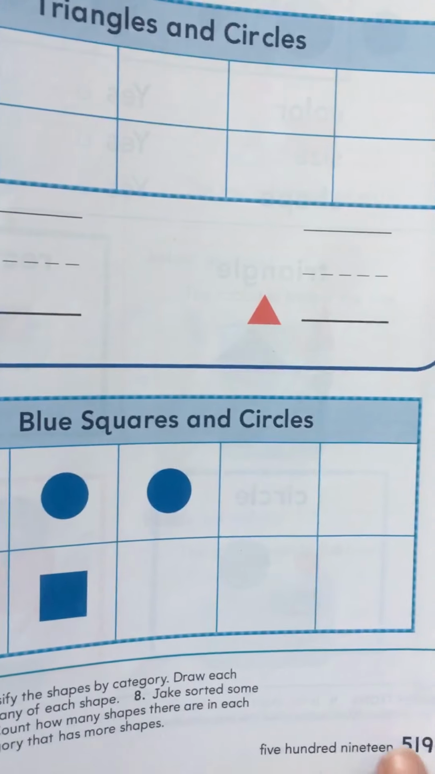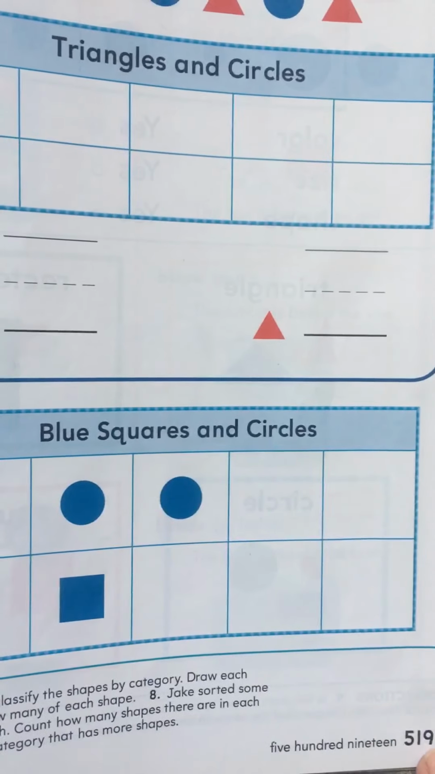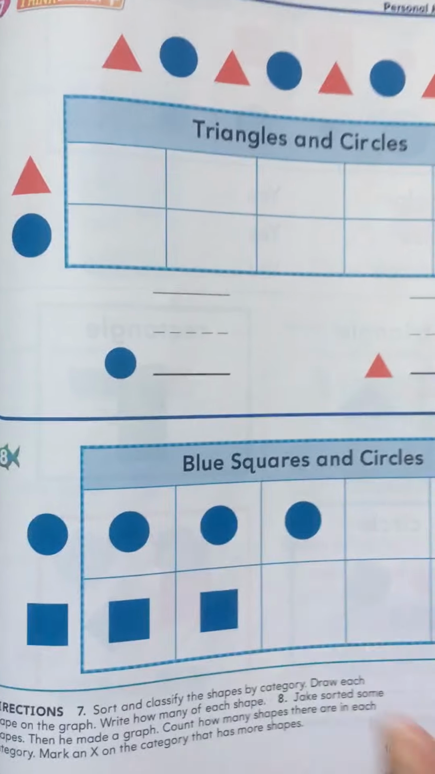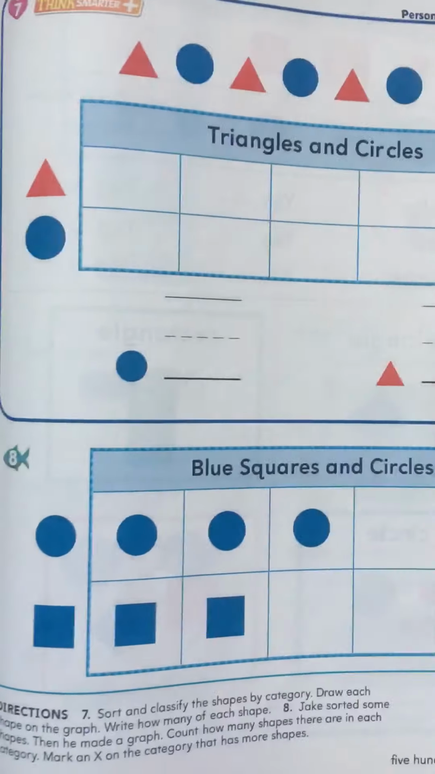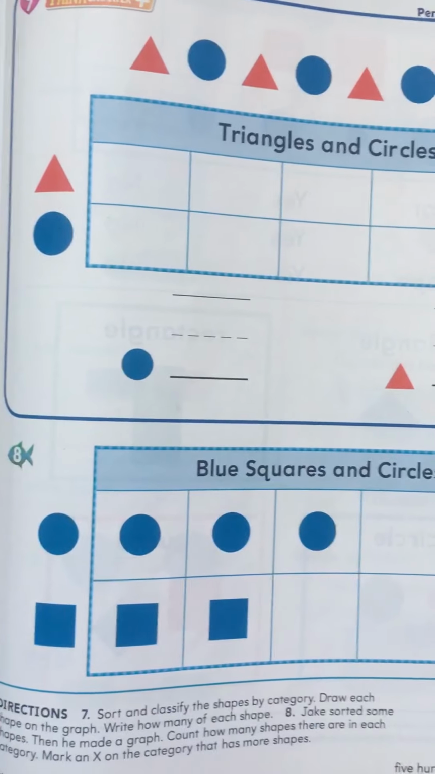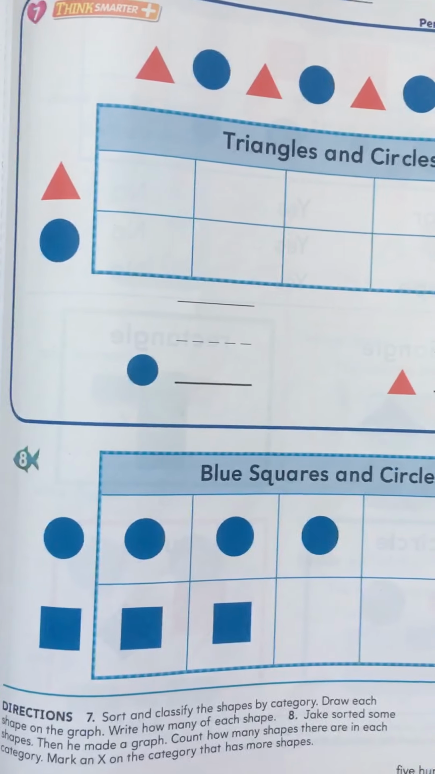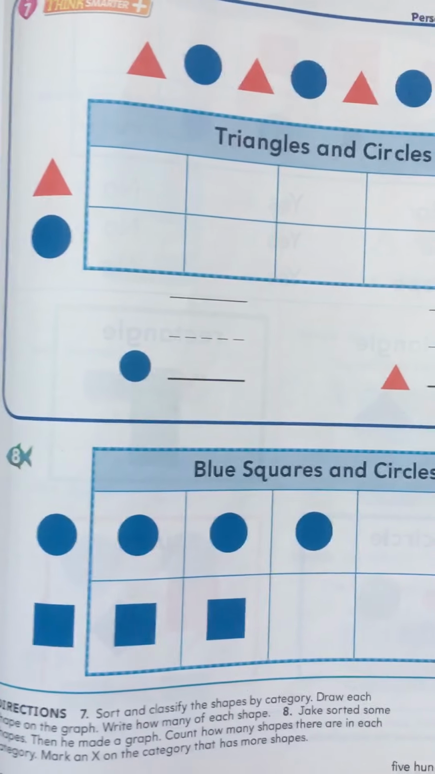When you are through, move to page 519. 519. Looking at number 7. Sort and classify the shapes by category. Draw each shape on the graph. Write how many of each shape.